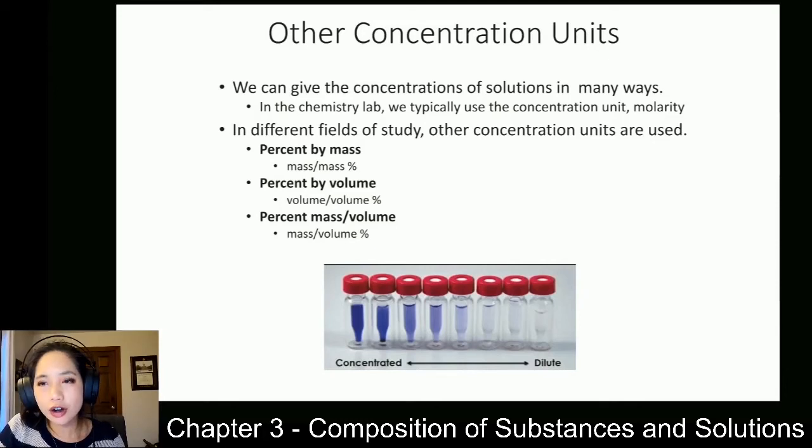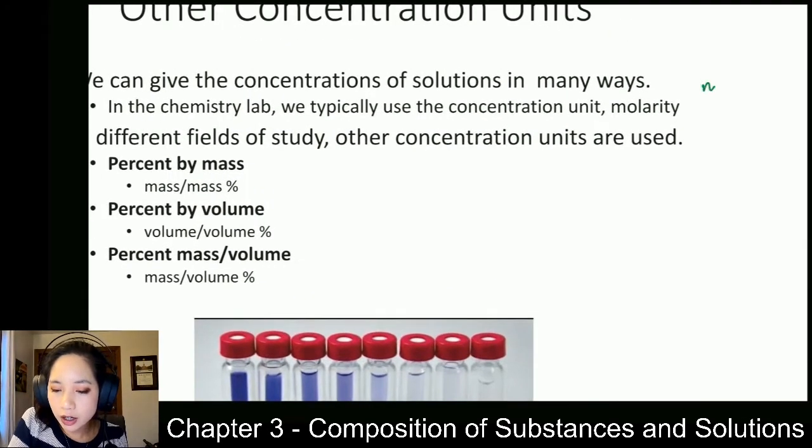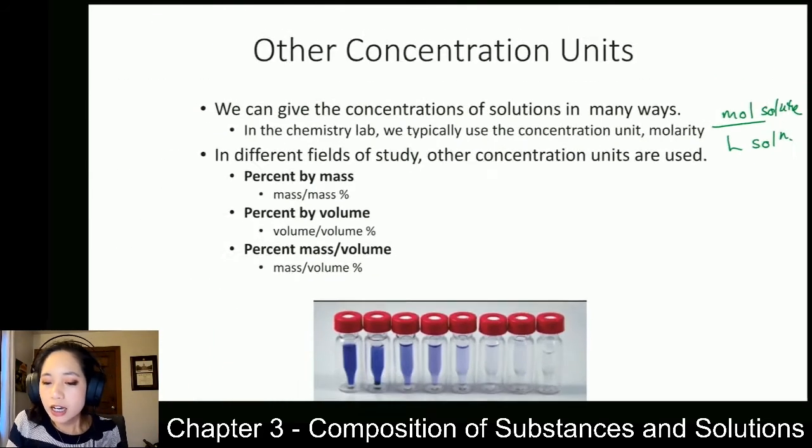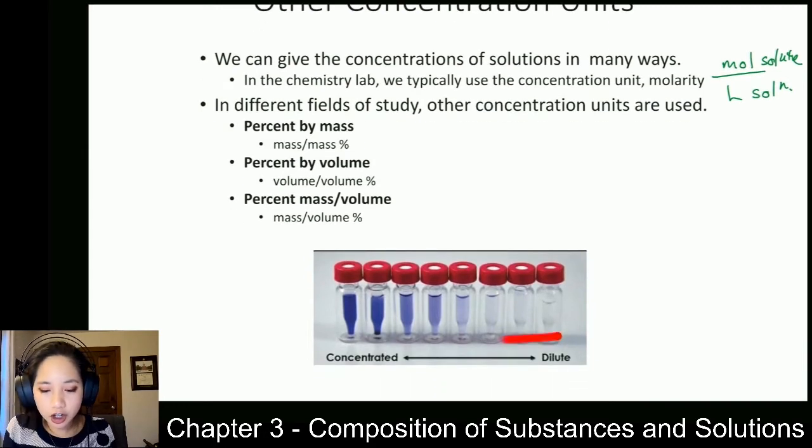All right, so let's talk about some other units of concentration that you might encounter in different fields. In chemistry, we typically use the concentration unit molarity, which we talked about in the previous video. Molarity is moles of solute over liters of solution. The higher your molarity, the more concentrated the solution is, and the lower the number, the less concentrated. So you kind of see this picture here.